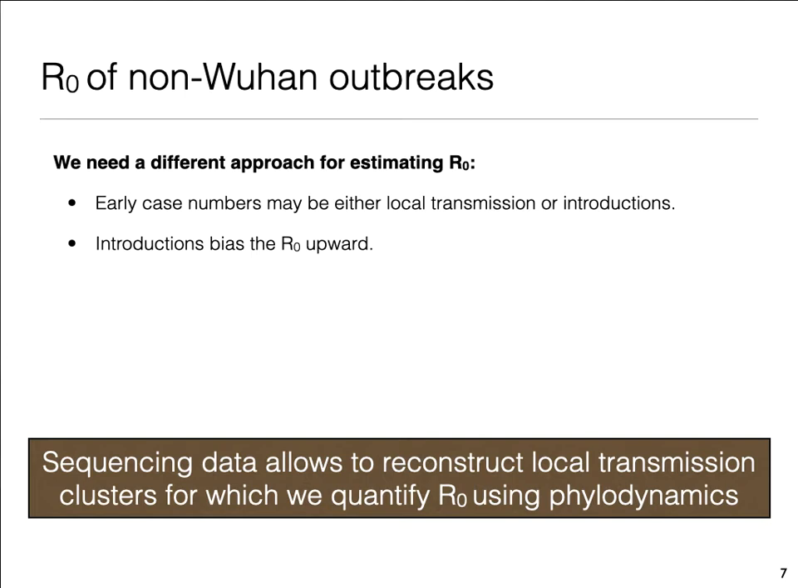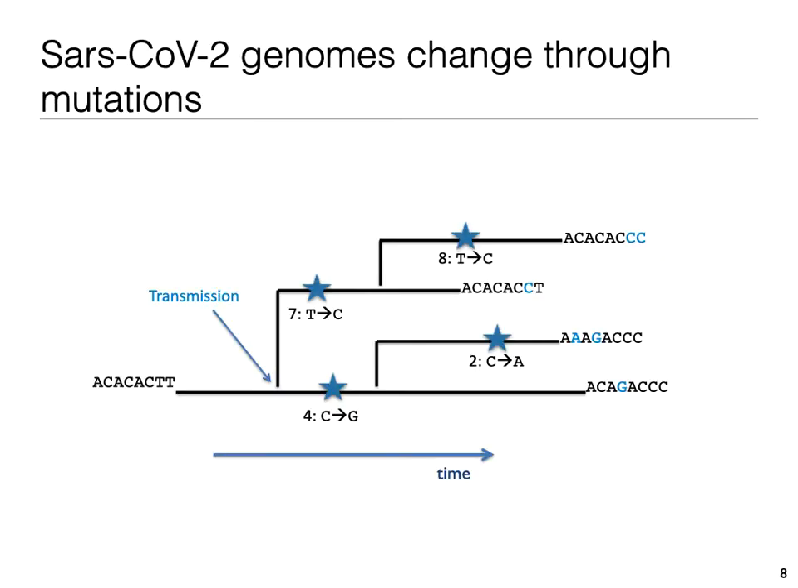What is the idea? The SARS-CoV-2 genome changes through mutations. So imagine at the start, the first infected individual was infected by a virus which had 8 nucleotides, here ACACACTT. Now this horizontal line would be the first infected individual, which then transmits to a second individual.